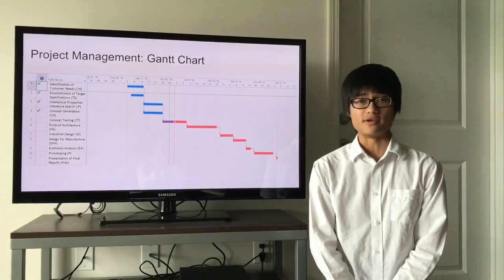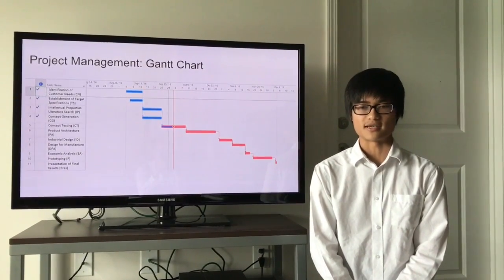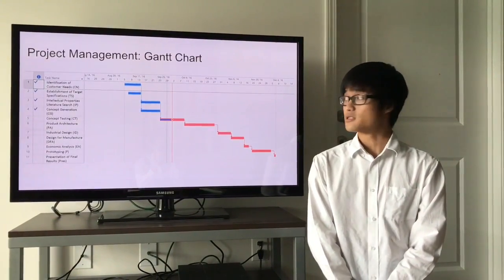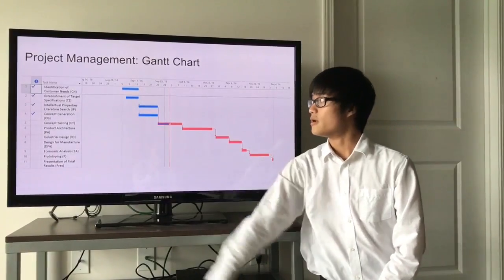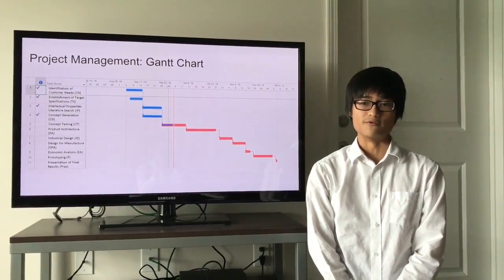This is the Gantt chart that we made for the project management. We made it based on the course outline for all the tasks that are going to be taught in the class. The first 2 tasks are the customer needs and the target specifications up here. Those are done simultaneously because they're both based on getting information from customer interviews.